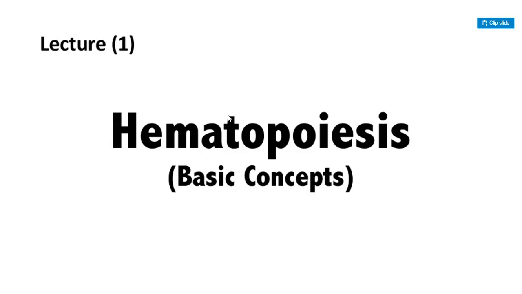So let's get started. Hematopoiesis. So hematopoiesis, from the word you could see hem is blood, or hemato, you could see blood, while poiesis is the process of production. So hematopoiesis simply means the production or the process of production of the different blood cells.